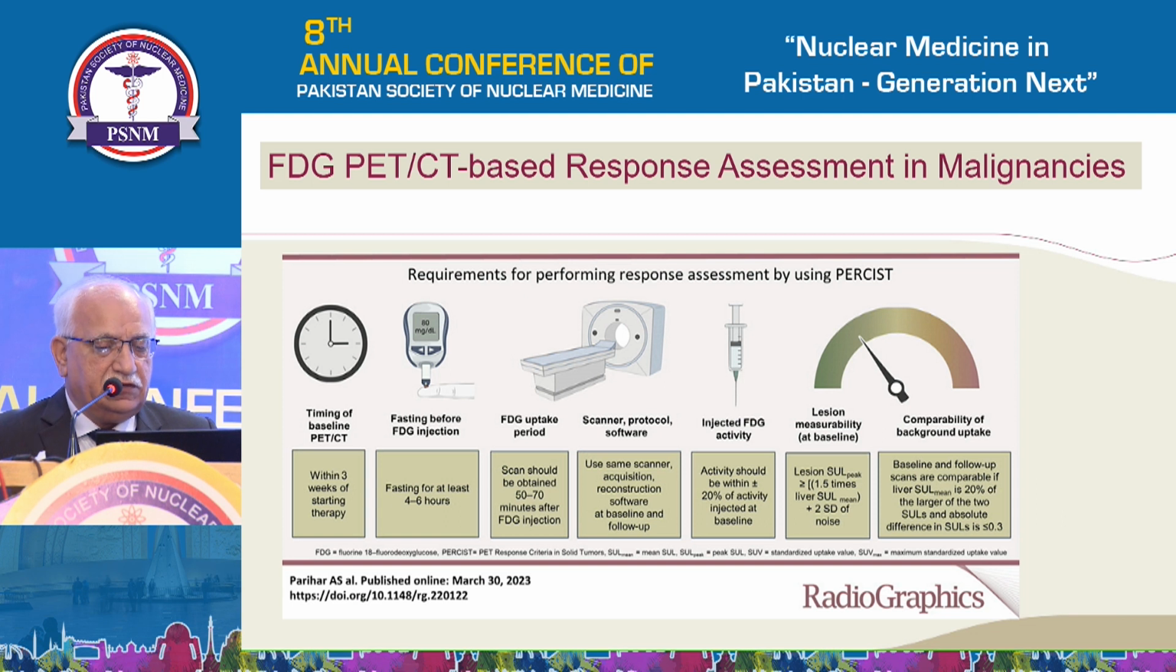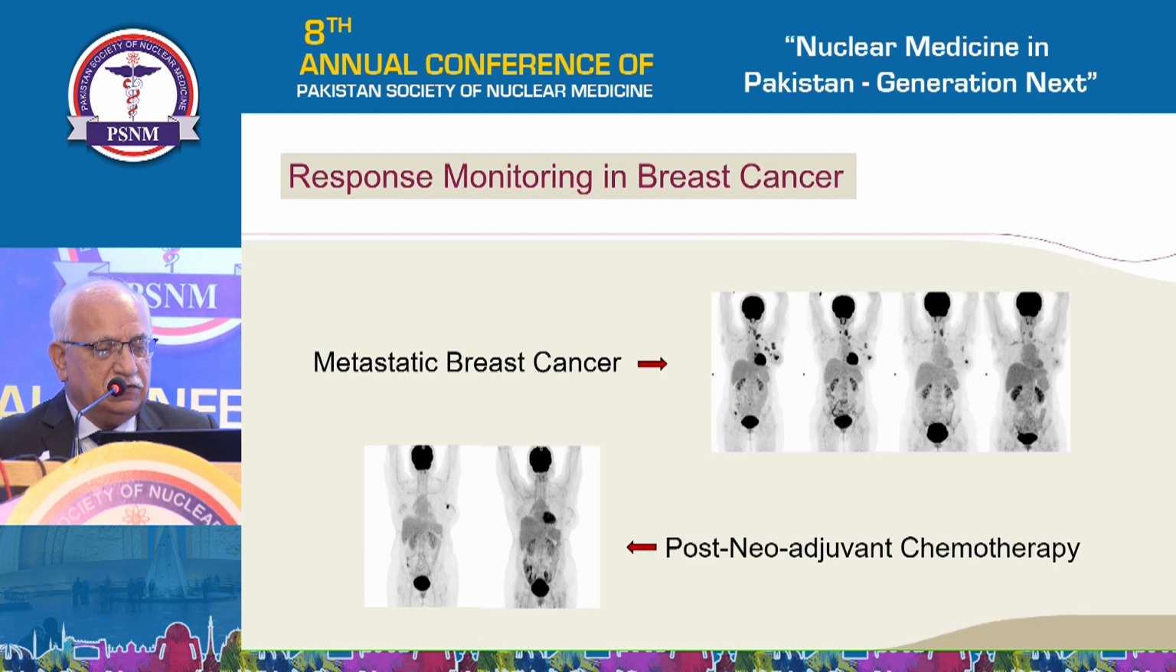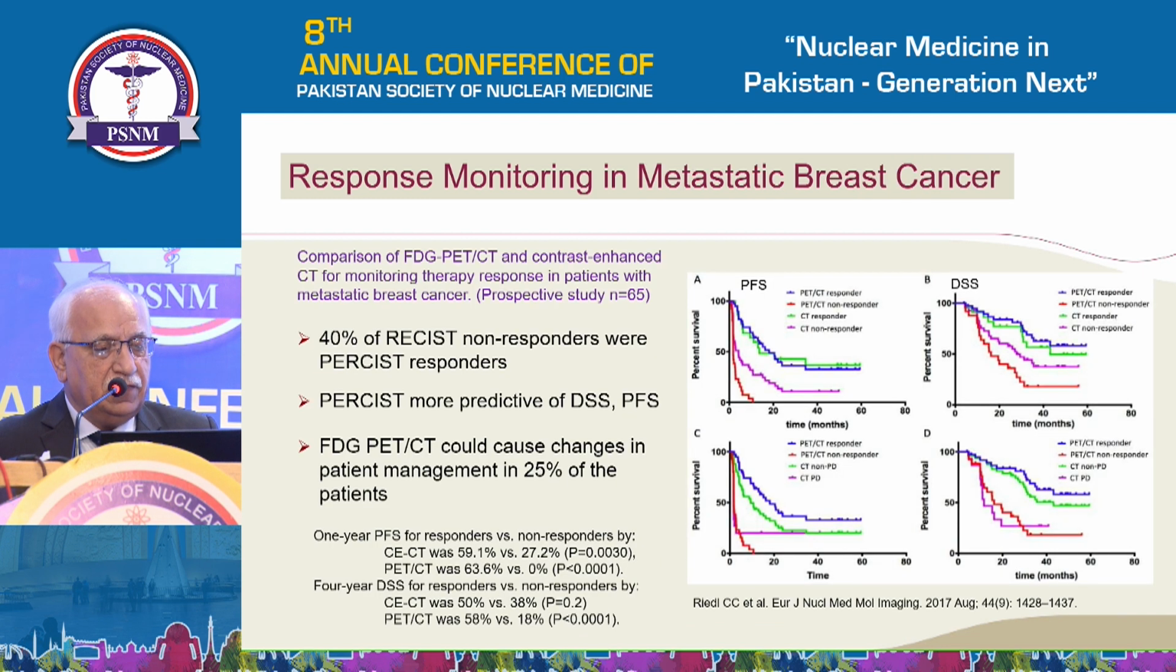This is a cartoon which was published recently, and it shows the protocol for PERCIST. I'm not going to discuss it because it's available in the literature. There are various forms of PERCIST. Basically, PERCIST 1.0 defines the responses, and it has been modified for immunotherapy to iPERCIST. It is used for metastatic breast cancer responses and also post-neoadjuvant chemotherapy.